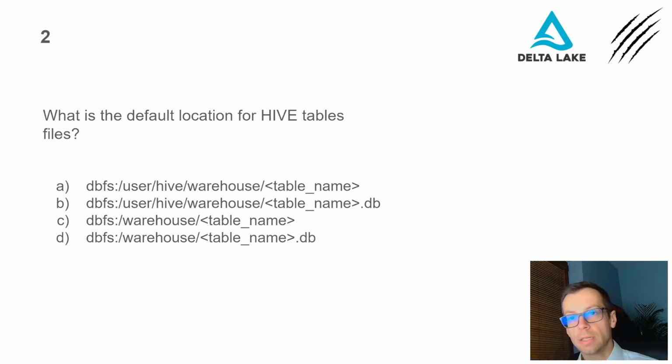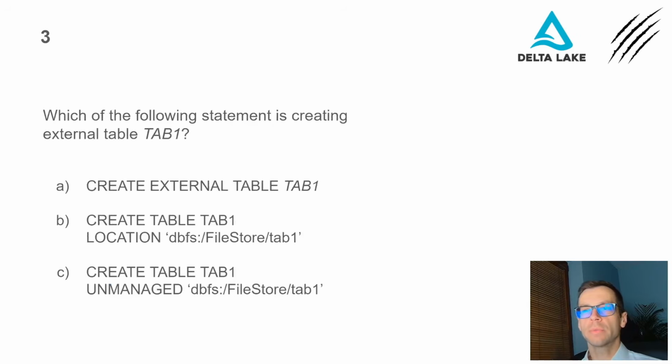And the correct answer is A, of course A. We were talking about it. Question number 3. Which of the following statements is creating an external table? A, B, or C. And a good rule to remember is that whenever we are seeing the keyword location, this is creating an external table. So the correct answer is B.